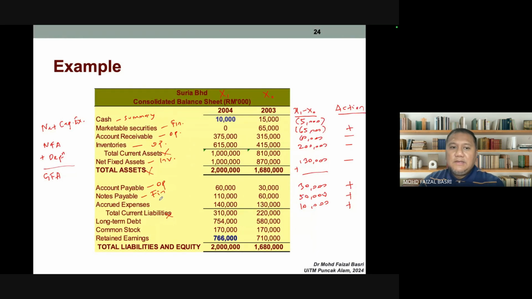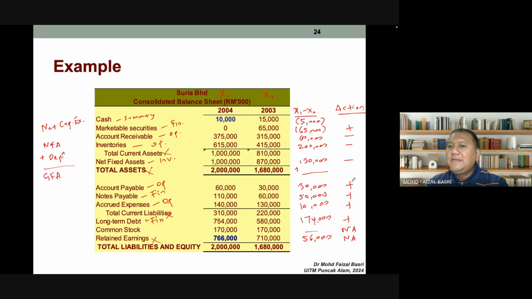Okay, so notes payable masuk financing. Accrued expenses masuk operating. Okay, and then the long term debt akan masuk financing. So 754 minus 580, it's going to be 174,000. Okay, 174,000 pun positive sign. We're going to add. For the common stock, 170 dengan 170, there's no changes. So kita tak perlu masukkan lah. Not applicable. Okay, so for returning, technically we don't need to include this. Okay, but just for the sake untuk tunjuk you, 766 minus 710, so you get 56,000 kat sini. Okay, and this also not applicable lah. Technically returning tak perlu masuk, tapi I just nak tunjuk you the difference is 56,000.